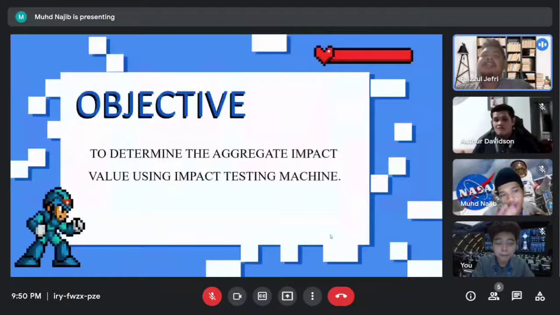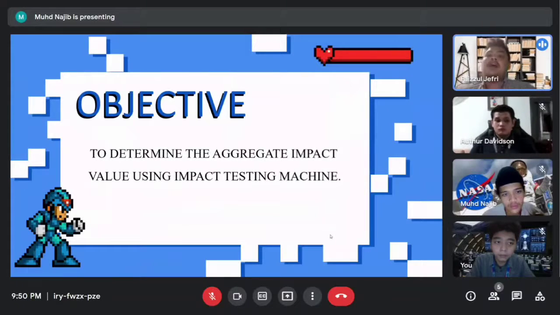So, what is aggregate impact value? It is the ability of aggregate that resists sudden impact or shock load on it. Also, it can be defined as the resistance of aggregate to failure by impact load, which is known as the impact value of aggregate. The characteristic of any material to resist sudden impact is known as toughness.